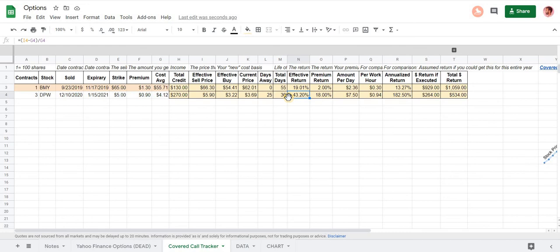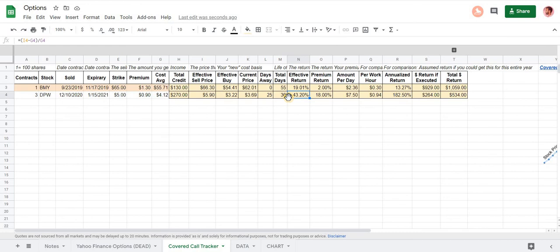So yeah, that's the covered call tracker. Hopefully it helps so people understand some of the basics, or if you know the basics, hopefully it helps in at least providing the framework to create a more complex covered call tracker.